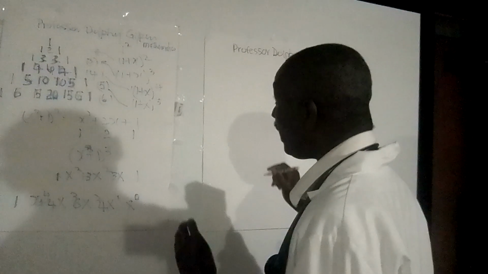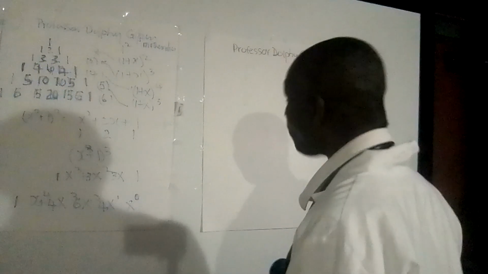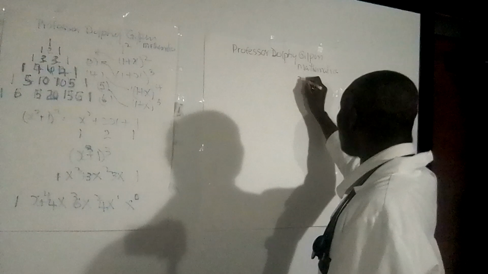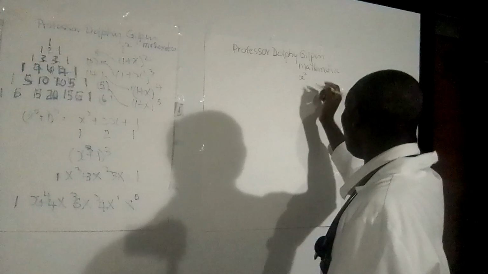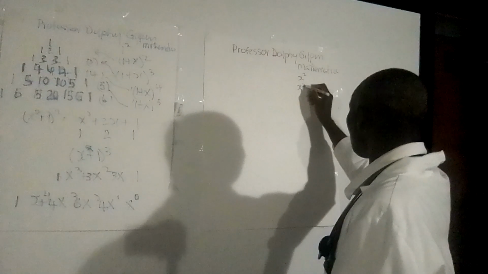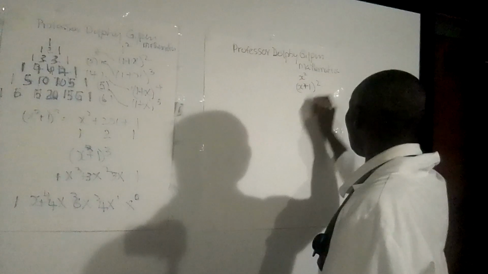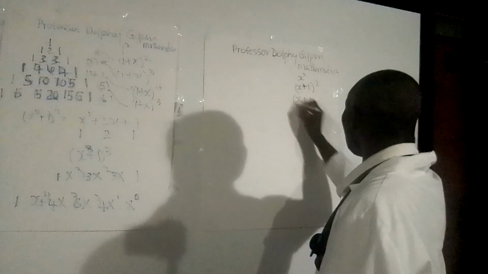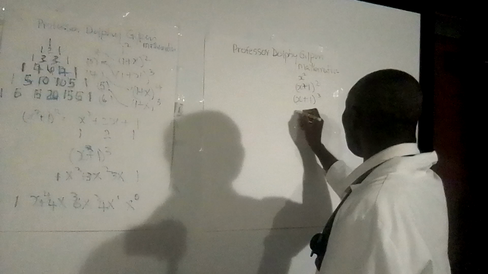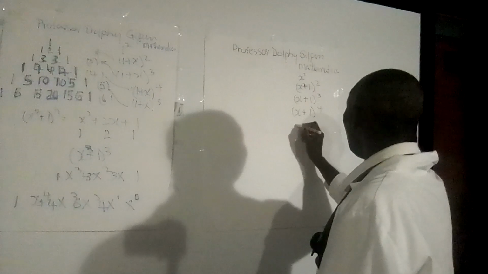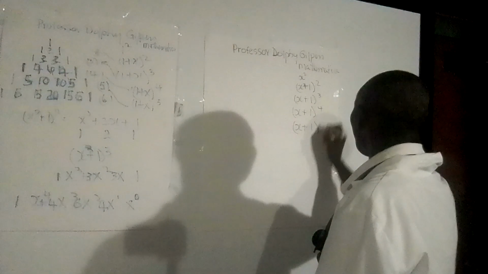This morning we're going to quickly build a pyramidal structure and use it to supply the coefficients of some binomial expansions. So let's put over here, we're going to be expanding (x + 1)^2, (x + 1)^3, (x + 1)^4, (x + 1)^5, and so on.